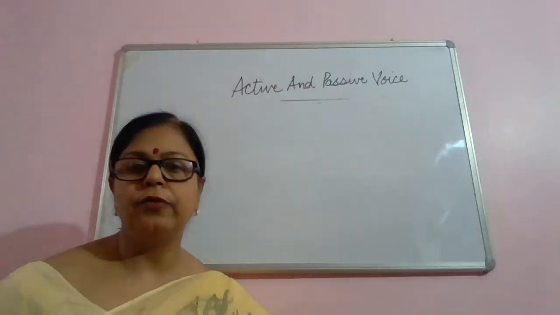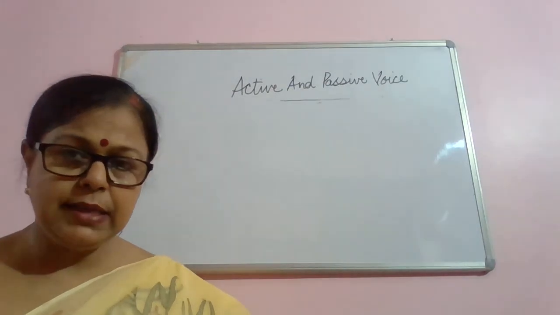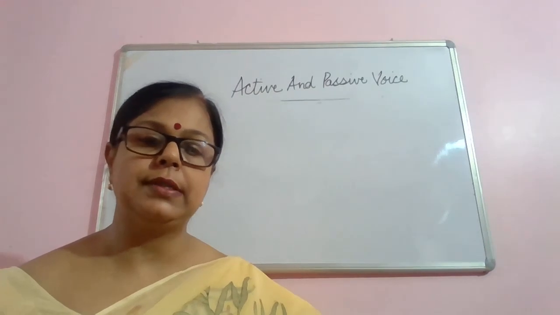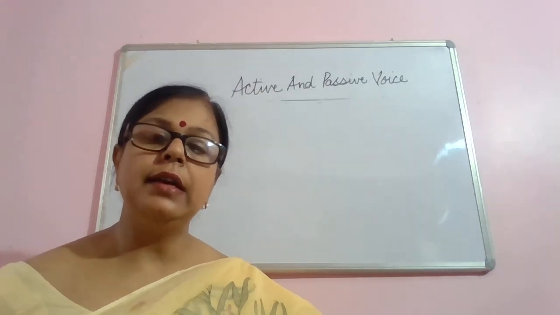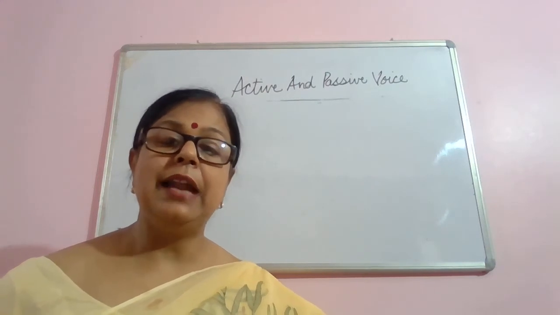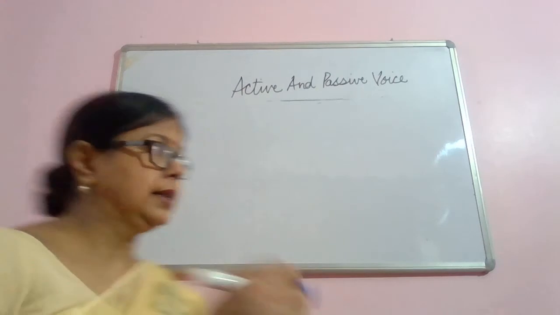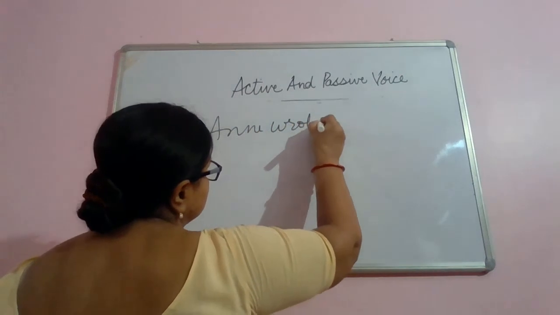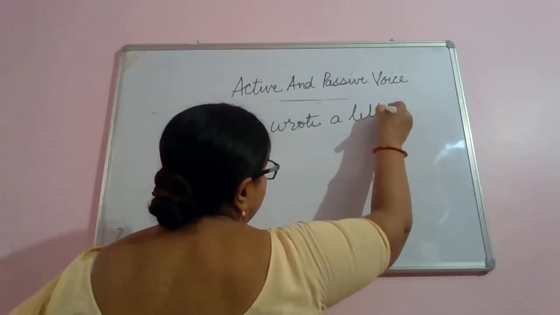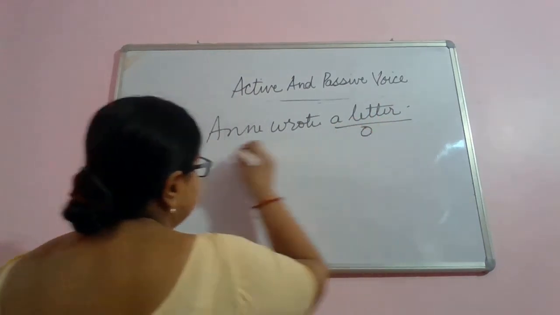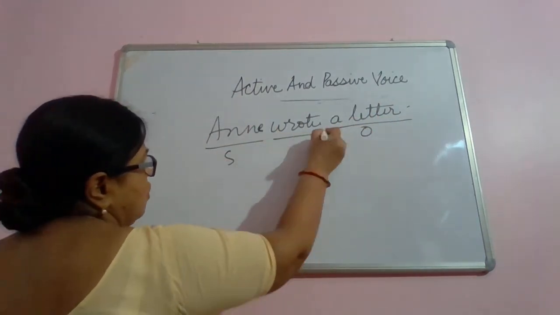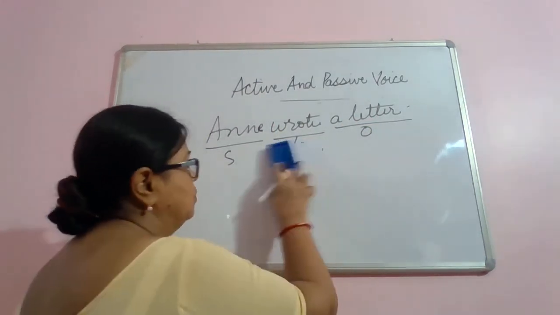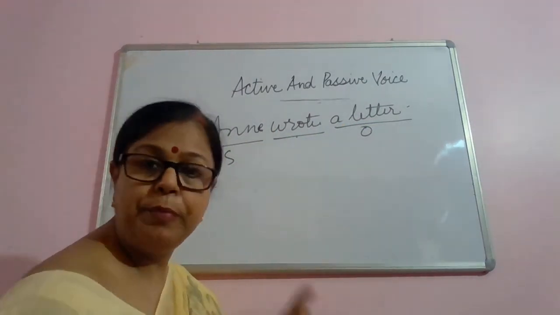Past tense will also fall under four categories: simple past, past continuous, past perfect, and past perfect continuous. If I make it in simple past tense, that means Anna wrote a letter. A letter is the object, Anna is the subject, and the verb wrote is not V3, it is V2. We will have to make it V3.